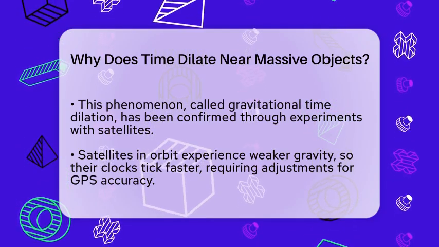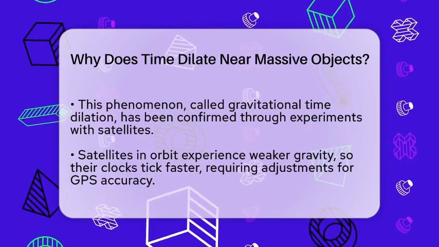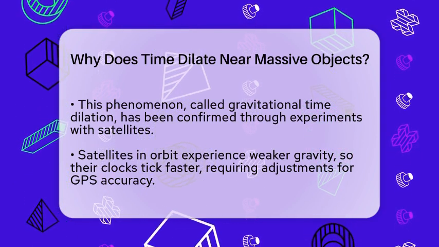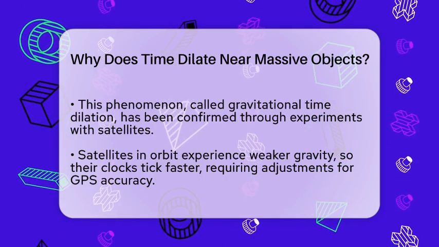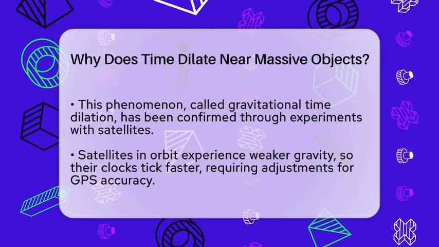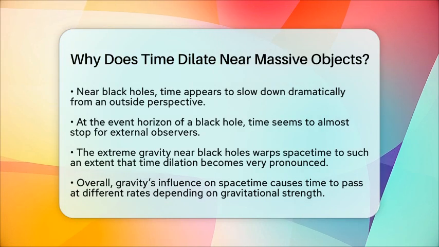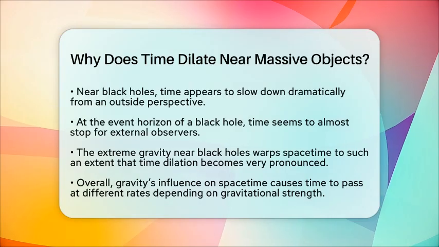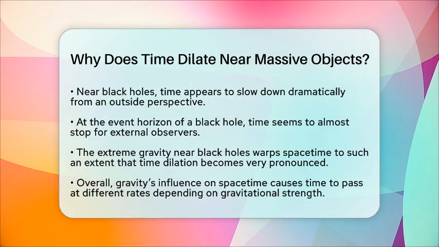The effect becomes even more noticeable near black holes. As you get closer to the black hole's event horizon, the point of no return, time appears to slow down more and more from the perspective of someone far away. To an outside observer, it would seem like time almost stops for anything near the black hole. This is because the gravity is so intense that it warps spacetime to an extreme degree.